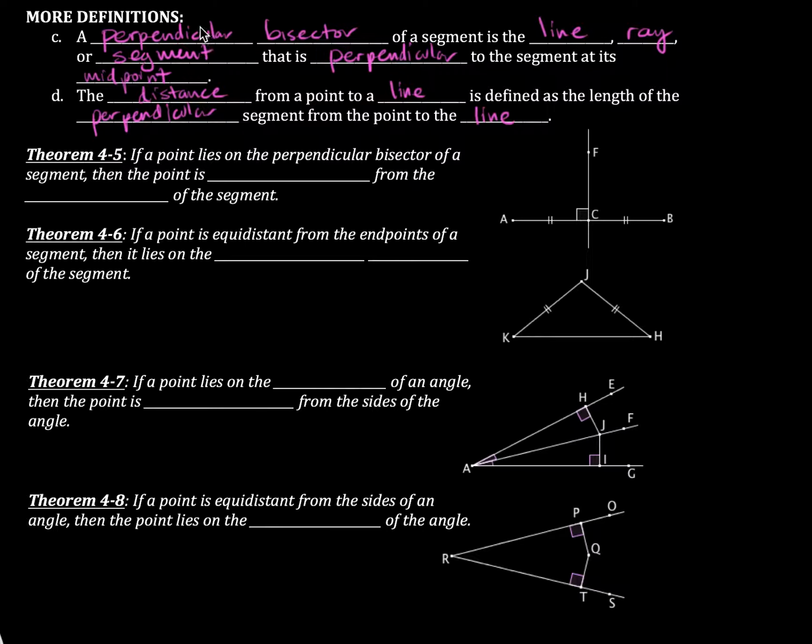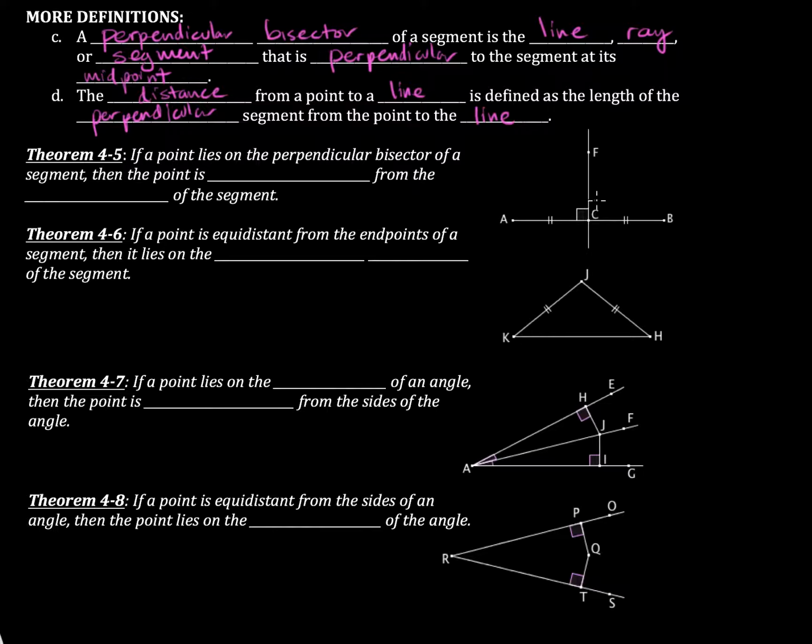All right, a couple new terms and things to remember that we're going to start off with here. First of all, a perpendicular bisector of a segment. It does exactly what it says. It bisects the segment and it's perpendicular to it. In other words, it's a line, a ray, or a segment that's going to be perpendicular to the segment, and then it's going to go to the midpoint of that segment.